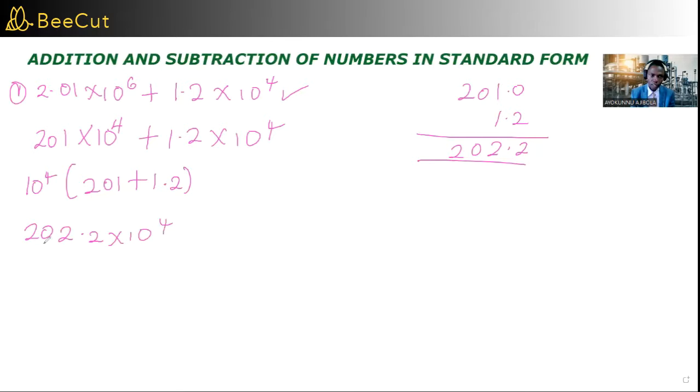But you agree with me that this is not perfectly in standard form, because for every standard form, you should have only one number before the point. Yes or no? Yes, sir. So what am I going to do now? I'm going to say this is 2.022 times 10 raised to the power 6. Where did I get 6 from?